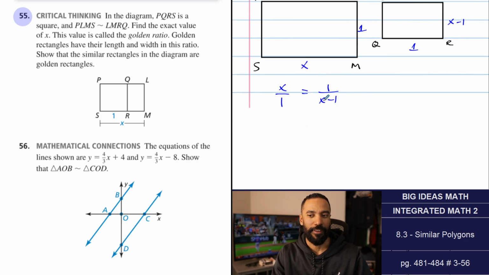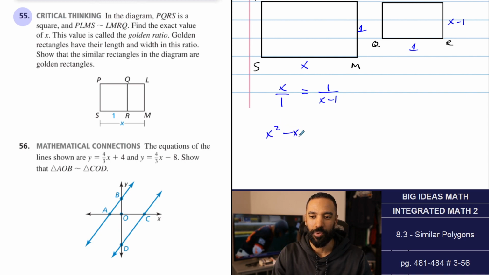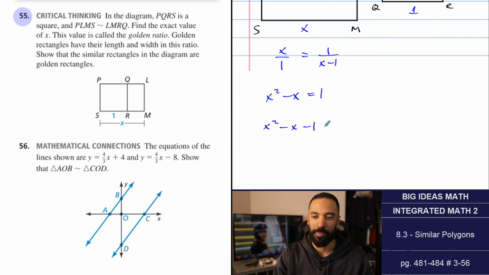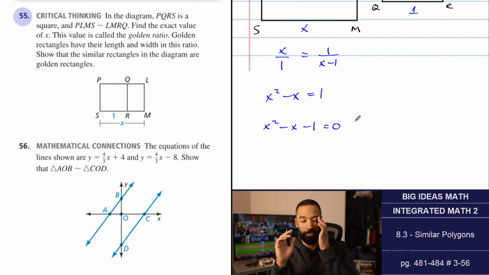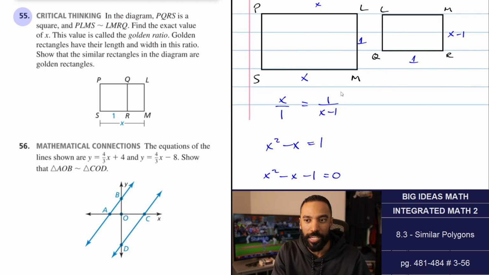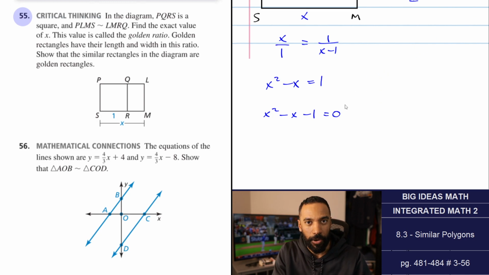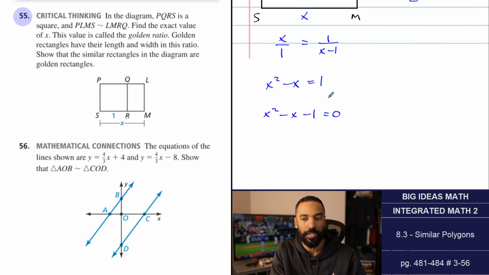I don't know if they're asking me to find the golden ratio itself, but here's a setup that can get us there. Cross multiply, we get x squared minus x equals 1, and then x squared minus x minus 1 equals 0. You could solve that algebraically. I don't know if that's what they wanted, but maybe we actually solve for this algebraically, because I'd be ready for that. When we do solve it, we can show that this works out and satisfies that proportion.